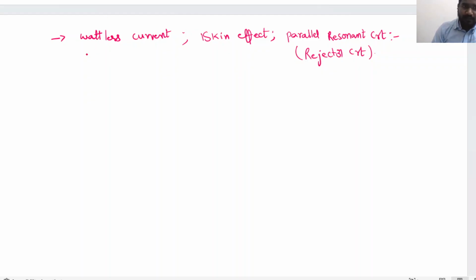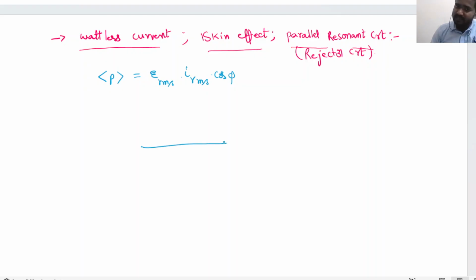Now see wattless current and skin effect in a parallel resonance circuit, or as well as a rejector circuit. For this current, already you know that the average power consumption in AC equals ERMS into IRMS cos phi. Now for any circuit you can take the reference frame as ERMS, and in this direction you take IRMS. Then the angle between them you can take as theta.